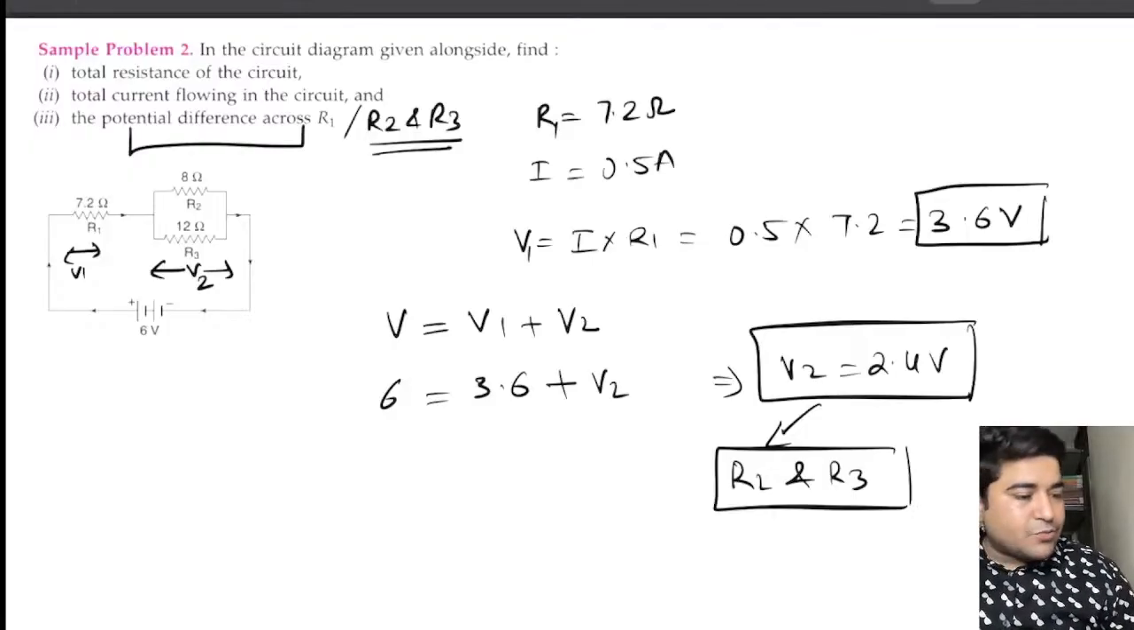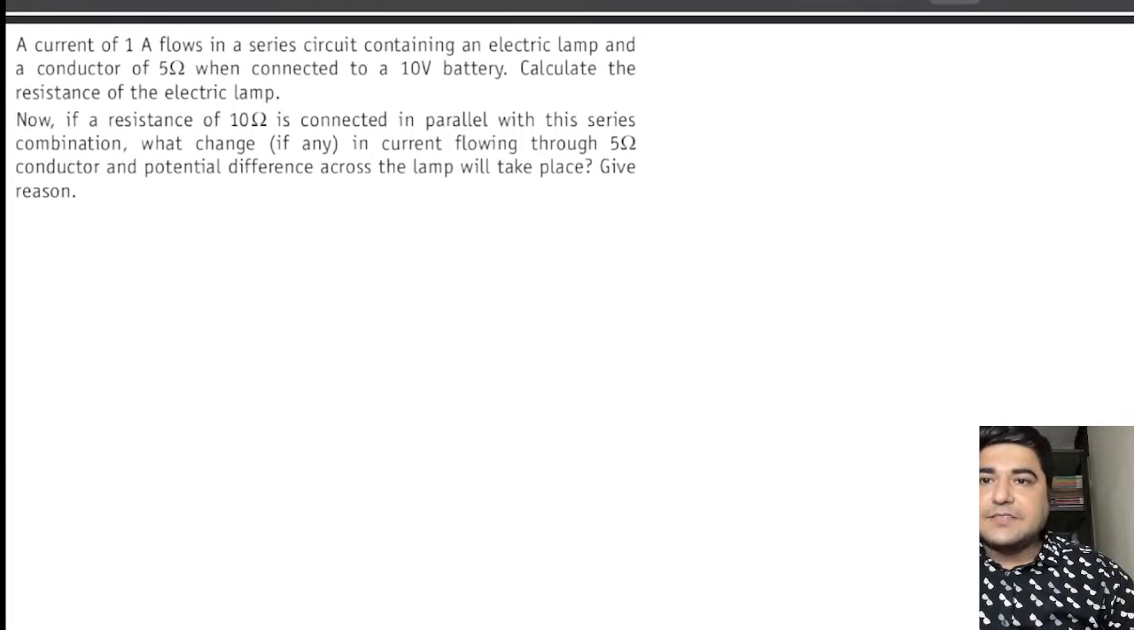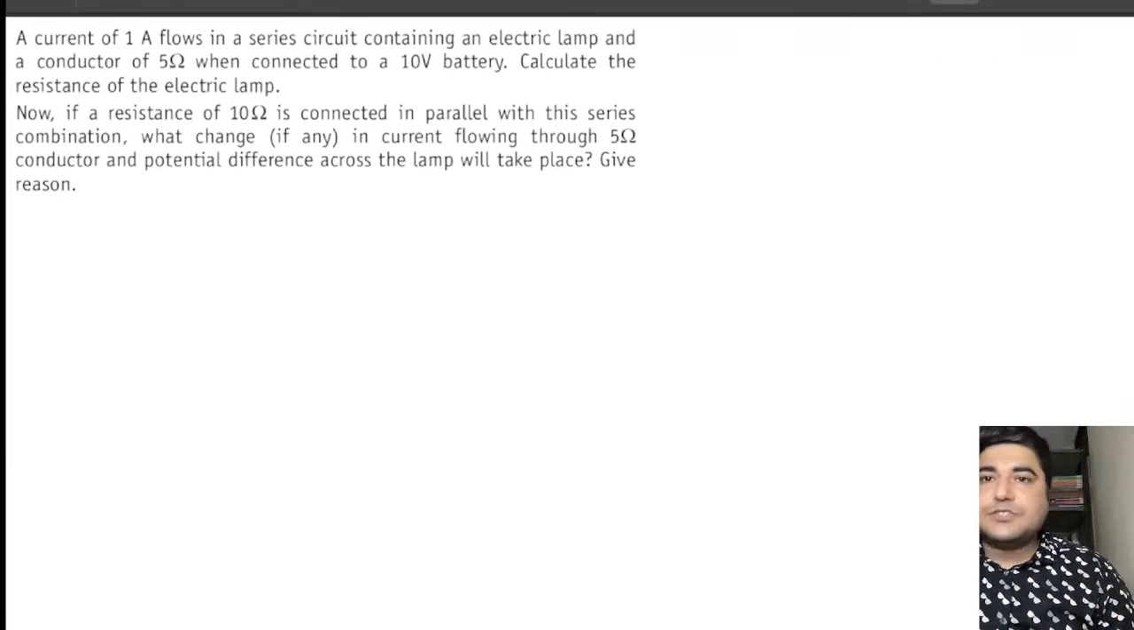Now moving on to the next question. I'm skipping this question as of now. You can take a screenshot and use this question as your homework.